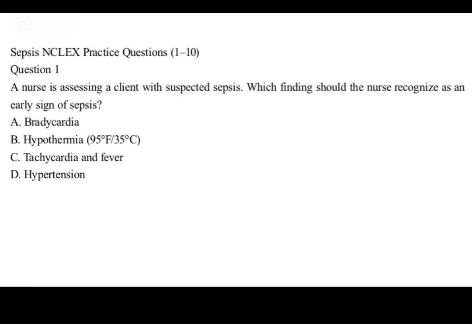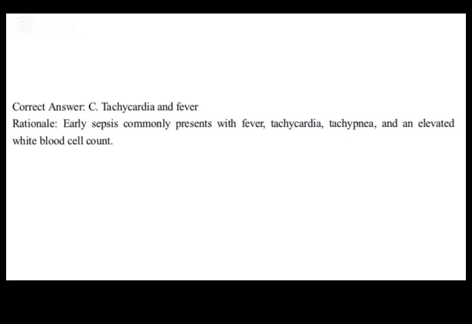A. Bradycardia. B. Hypothermia, 95 degrees Fahrenheit, 35 degrees Celsius. C. Tachycardia and fever. D. Hypertension. Correct answer, C. Tachycardia and fever. Rationale: early sepsis commonly presents with fever, tachycardia, tachypnea, and an elevated white blood cell count.